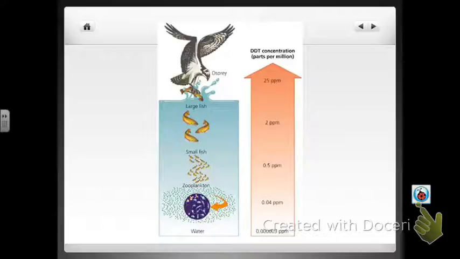And then the zooplankton, which were the tiny animal-like organisms that ate the phytoplankton, they had 4/100 part per million. Small fish had 1/2 part per million. And then the larger fish were having 2 parts per million. And then in that largest organism, the osprey and the eagle.